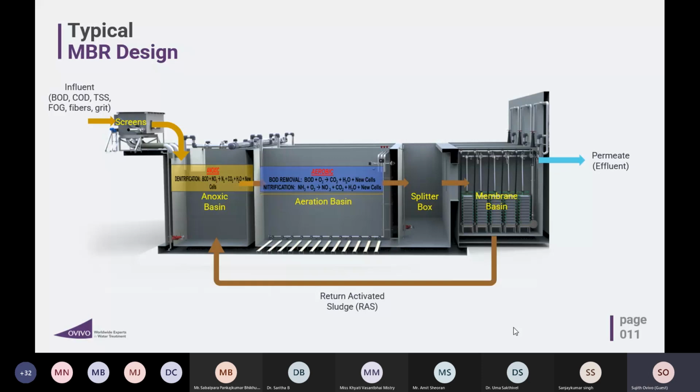And thereafter the filtration. Typically we maintain the MLSS, that is mixed liquor suspended solids, somewhere around 8 to 12,000. We try to maintain 8 to 12,000 of MLSS. That means we are trying to maintain the bugs within the system so that they can do their work. Since we are able to maintain the MLSS around 8 to 10,000, your footprint will go down.